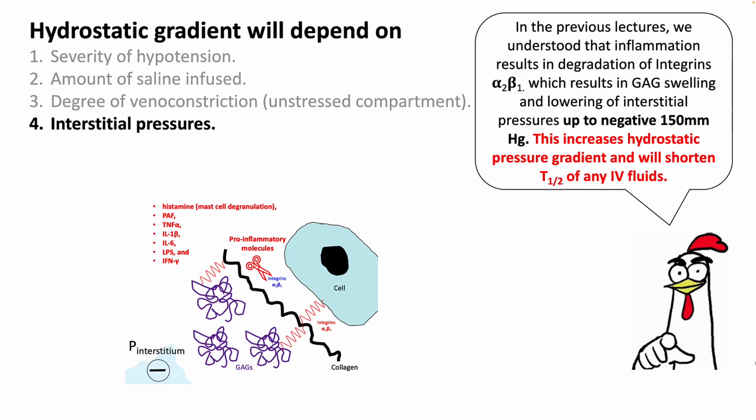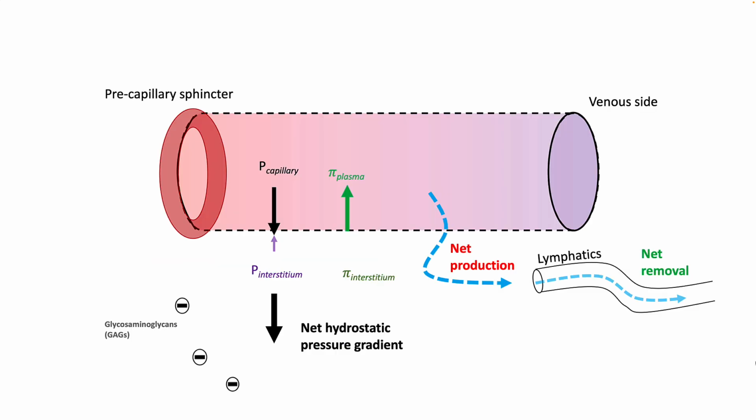Lastly, but most importantly, is your interstitial pressure. In the previous lecture, we understood that inflammation results in degradation of your alpha-2 beta-1 integrins, and this results in your glycosaminoglycan swelling and lowering of your interstitial pressure. And remember that your hydrostatic pressure gradient is your capillary pressure minus your interstitial pressure. So if your interstitial pressures are much more negative, your hydrostatic pressure gradient increases by a lot.